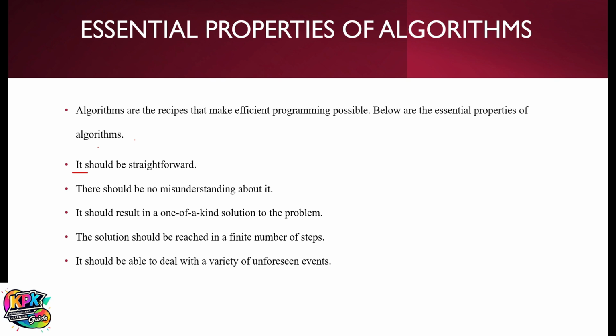Two, in an algorithm, there should be no misunderstanding about it. Three, it should result in a one-of-a-kind solution to the problem. Four, the solution should be reached in a finite number of steps. It means that an algorithm should have a start and then should have an end. Five, or lastly, it should be able to deal with a variety of unforeseen events. So in writing an algorithm, you should consider different scenarios and how the solution is going to help tackle all those different scenarios. The goal is to have the best possible efficient or effective solution to our problem.